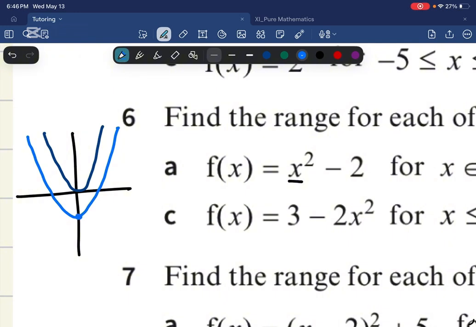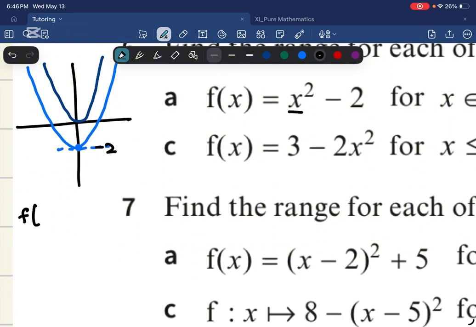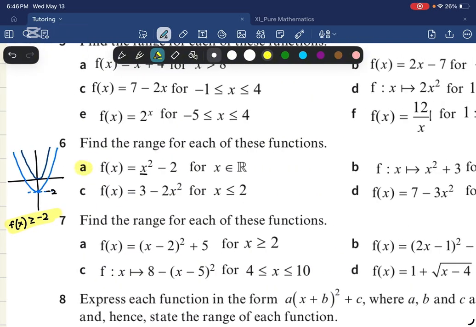So your output is going to be all real numbers that are bigger than or equal. This is your minimum point. You cannot have outputs less than this, right? So your minimum point occurs when x is equal to 0. So this is going to be negative 2. So your output, which is f of x, is always bigger than or equal to negative 2. F of x is always bigger than or equal to negative 2. So that is the range for A.